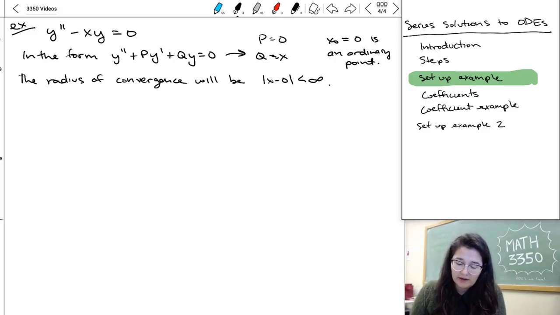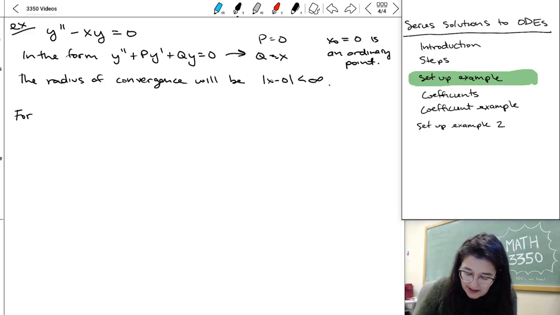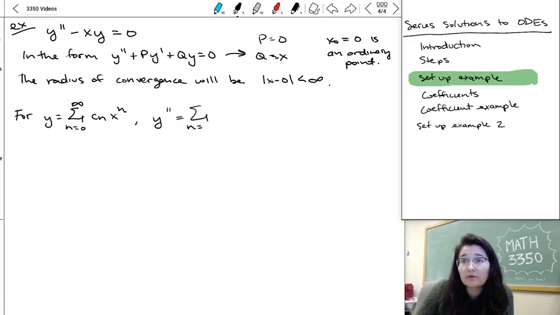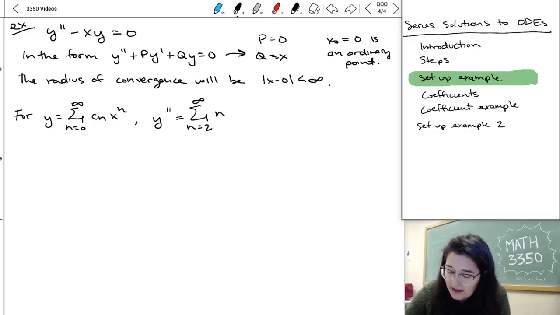Now that we know a solution exists and has a nice domain of x where it will be true, we're going to go ahead and take our y that we want to plug in, and the derivative that we're going to plug in. So we're not going to need that middle derivative y prime. I'm just jumping right to y double prime, which is the sum from n equal 2 to infinity of n times n minus 1 c sub n times x to the power n minus 2.